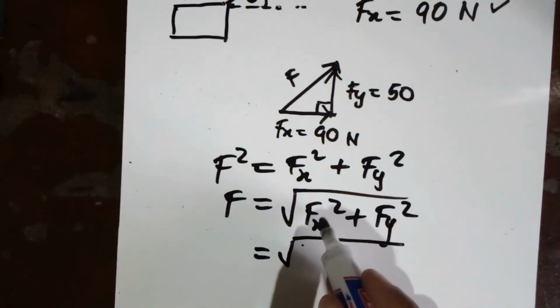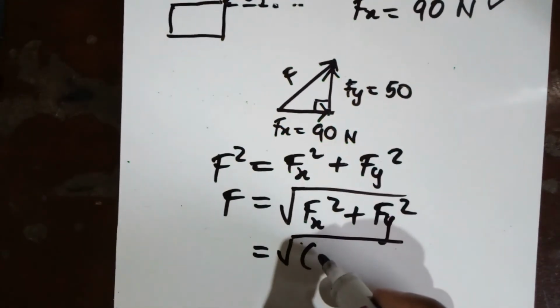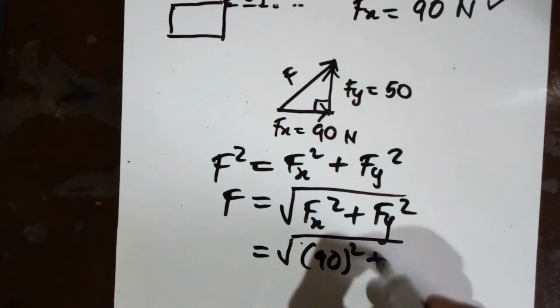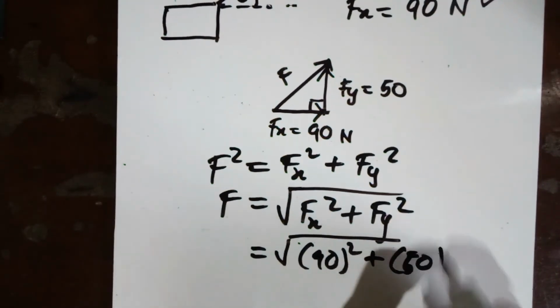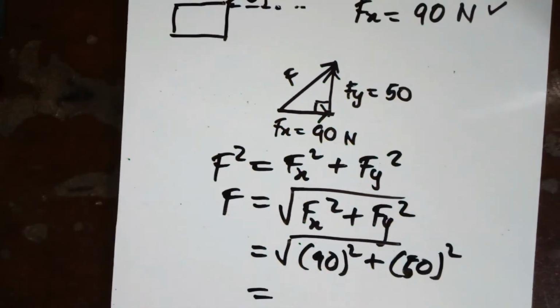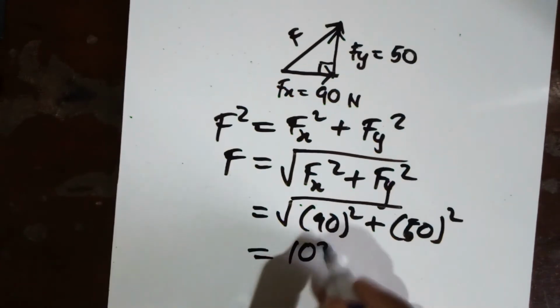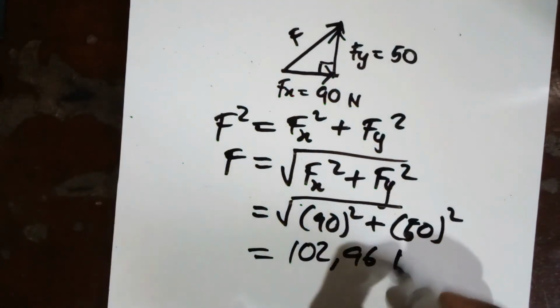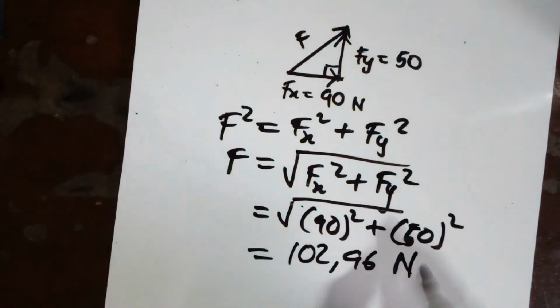So F is nothing but the square root of 90 squared plus 50 squared, and you can just put this in your calculator. I think it's going to give you a value of 102.96. You can check the answer with me: 102.96 newtons. But we are also asked to find the direction.